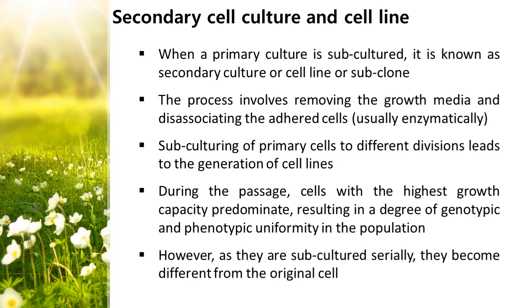During the passages, the cells having the highest growth capacity result in a high degree of genotypic and phenotypic uniformity within the population. These genotypes and phenotypes you will learn under pharmaceutical biotechnology in sixth semester, where there is a separate topic, microbial genetics. So genotypic and phenotypic uniformity is there in the population, but the cells are subcultured serially.